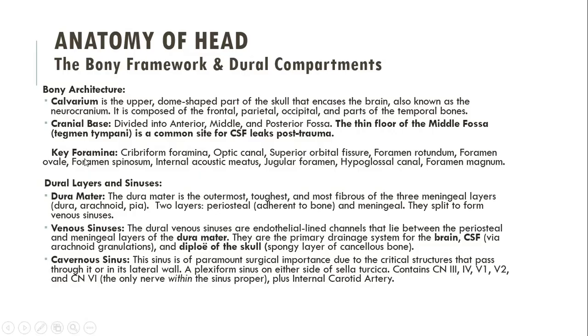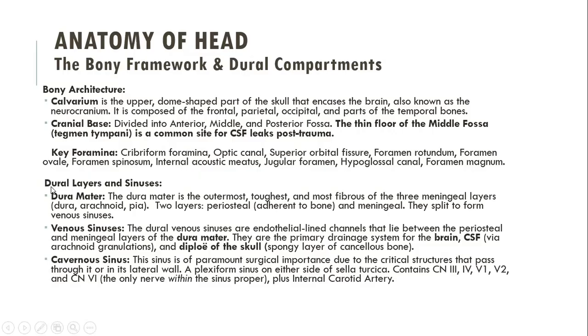Now, then there are key foramina. Foramina are important holes in the head that pass important structures. Like there's the cribriform foramina, optic canal, superior orbital fissure, foramen rotundum, foramen ovale, foramen spinosum, internal acoustic meatus, jugular foramen, hypoglossal canal, and foramen magnum. So all these are important foramina through which important structures from the brain to other parts of the body pass. Now, this was about the bony architecture.